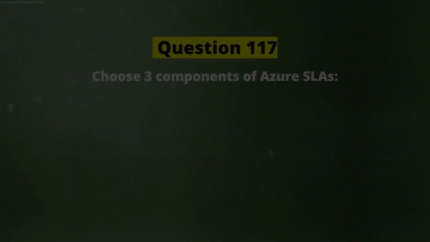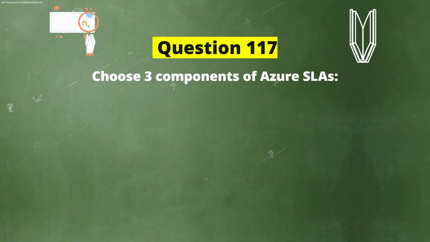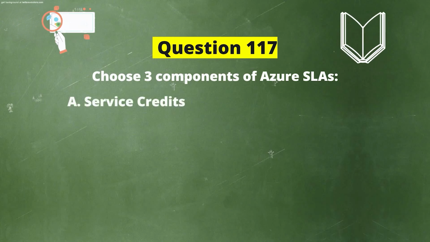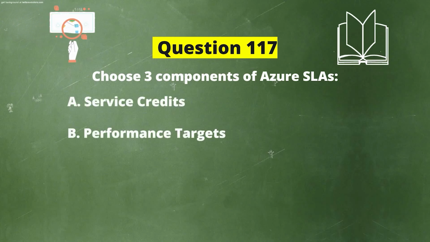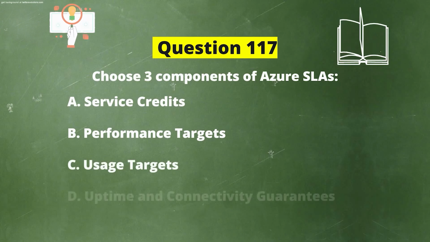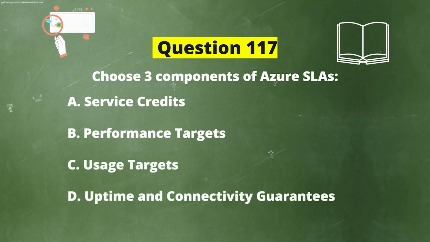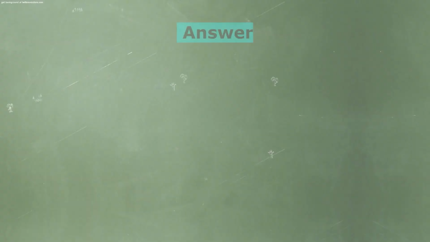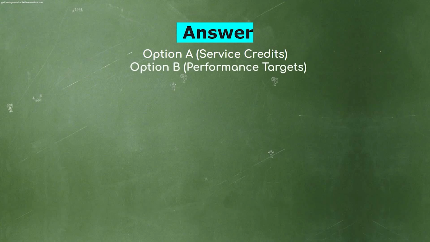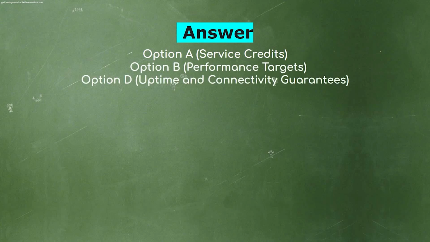Next question. Choose 3 components of Azure SLAs. Option A, service credits. Option B, performance targets. Option C, users targets. Option D, uptime and connectivity guarantees. And the correct answer is option A, service credits. Option B, performance targets. And option D, uptime and connectivity guarantees.